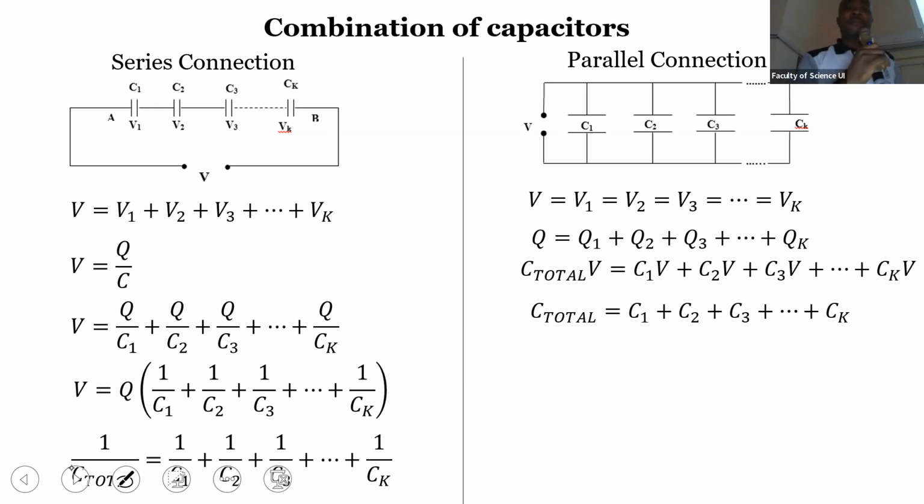So we have capacitors. We represent them with their schematic symbols, that is two parallel plates. We can connect them in series and parallel.